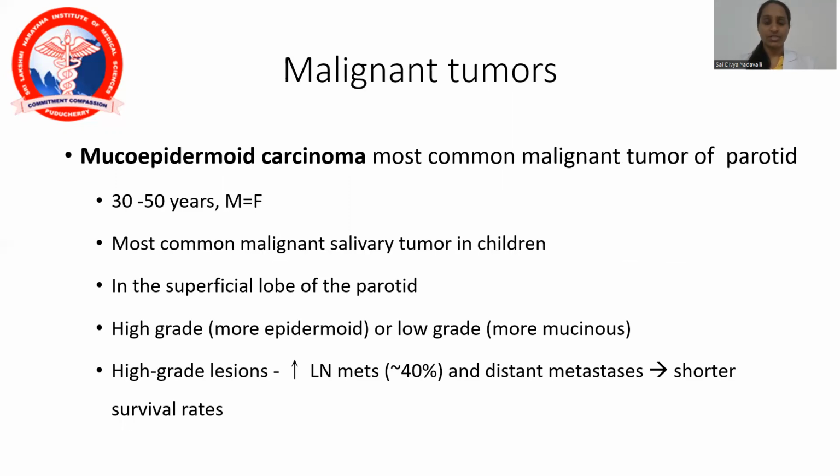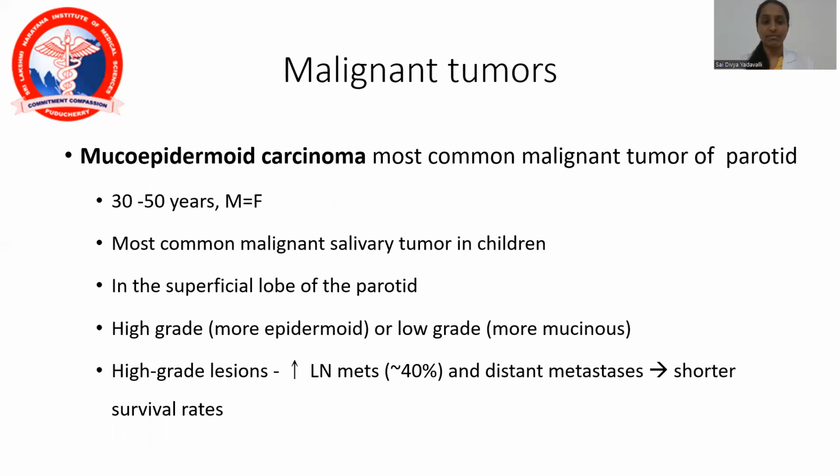Coming to malignant tumors of the major salivary glands, the most common malignant tumor of the parotid is the mucoepidermoid carcinoma, seen in patients who are 30 to 50 years of age, with an equal incidence in males and females. It is the most common malignant salivary tumor in children. It occurs commonly in the superficial lobe of the parotid.